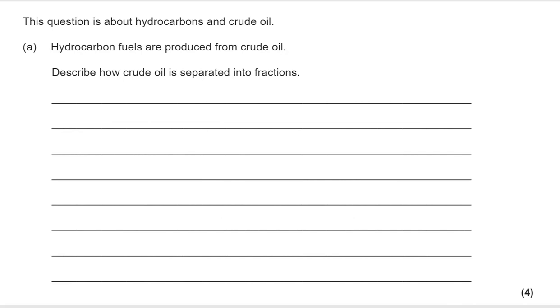Hydrocarbon fuels are produced from crude oil. How is crude oil separated into fractions? It's very commonly a 4-mark answer on this one. And there are key points of fractional distillation that you need to come back to, but the answer can be very concise. You heat or vaporize the crude oil.